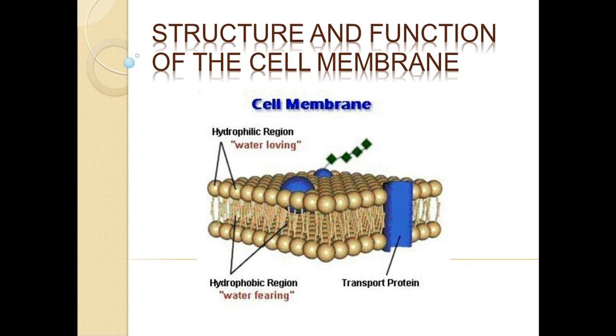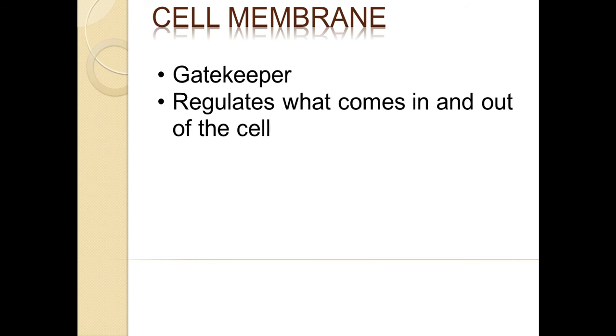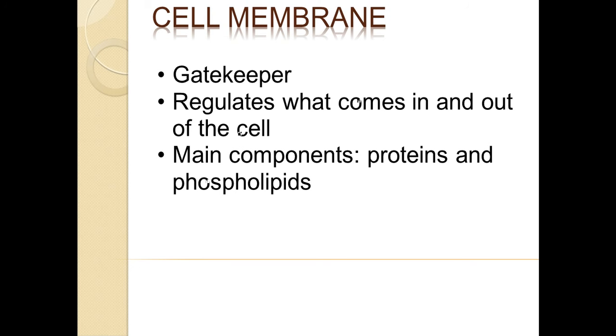This week's first assignment focuses on the structure and function of the cell membrane. The cell membrane is the gatekeeper of the cell. It regulates what comes in and out, so all of those chemical molecules that need to go in and out of the cell to make things happen, the cell membrane is what allows certain things in and certain things out.